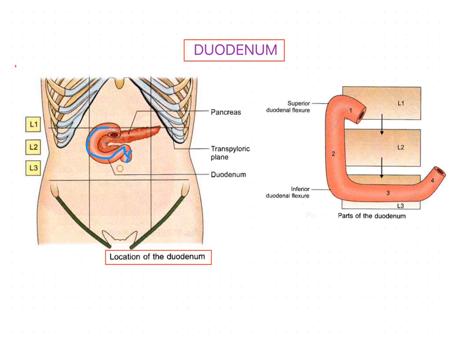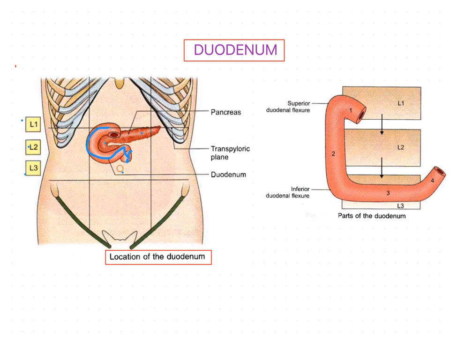So here you can find the pancreas. The duodenum is curved around the head of the pancreas in the form of the letter C. The duodenum lies above the level of the umbilicus, opposite the first, second and third lumbar vertebrae.